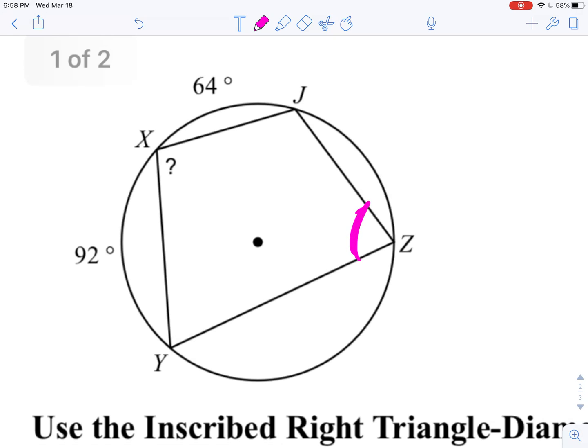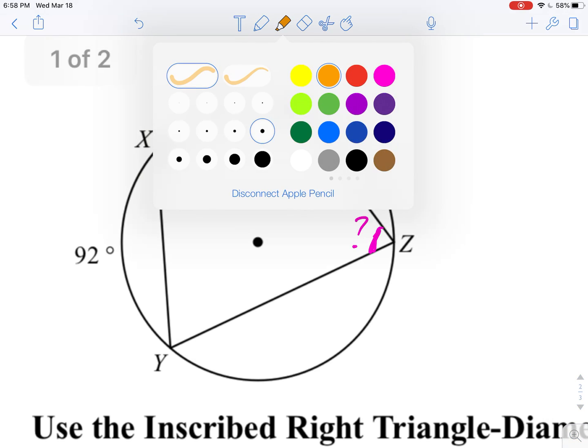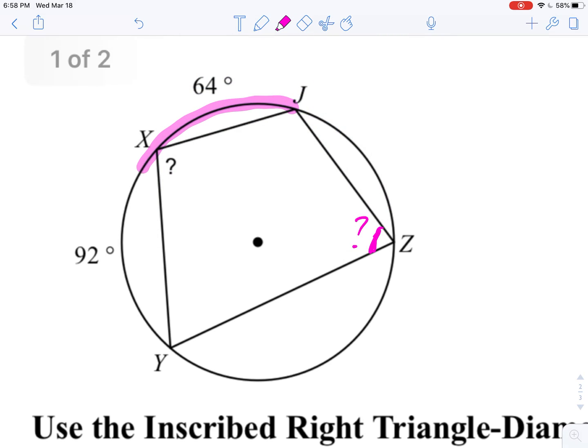Ooh, so this is a good one. I want you to solve for this angle here first, and then solve for x. So pause the video, solve for z first, and then solve for x. So here I've got this arc is 64 plus 92, gives me 156. Then this angle's got to be half, which is 78.